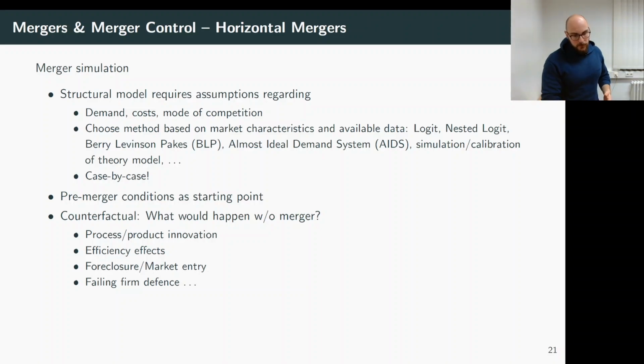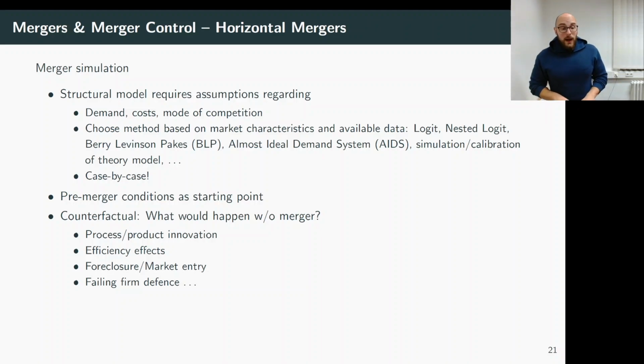The question is, what can we do and how can we do that? And this merger simulation, so understanding what happens when two firms merge or more firms merge, there can be structural analysis going on here. And these structural analyses require some assumptions, and their application, of course, also depends on the characteristics of the market and on the available data.